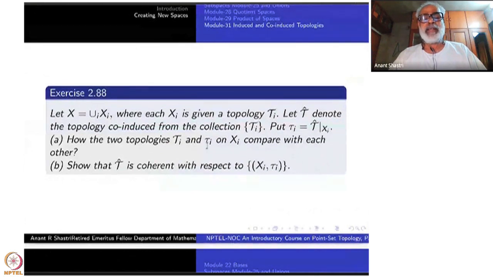So here is an exercise now, which you can immediately answer because I have explained the things behind it. Let X equal the union of X_i, where each X_i is given the topology tau_i. Let tau hat denote the topology co-induced from the collection. Put tau_i equal to tau hat restricted to X_i. How do the two topologies on X_i compare with each other? Next, show that tau hat is coherent with respect to (X_i, tau_i). You started with arbitrary tau_i, and it may not be coherent, but if you put tau_i equal to tau hat restricted to X_i, then it is coherent.